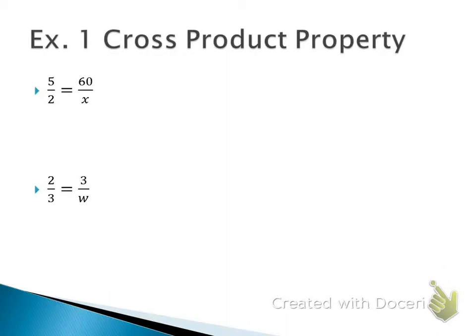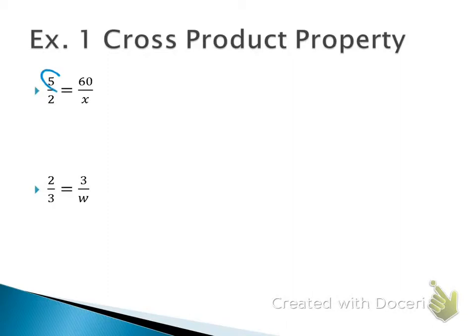And the way that we're going to do that is called the cross product property. Or another word for that would be cross multiplication. Okay? The book teaches another way, which is called the reciprocal property, but we're not going to do that. We're only going to learn cross multiplication. I think it's the easiest way to do it. All right? When you are doing cross multiplication, this is exactly what you do.